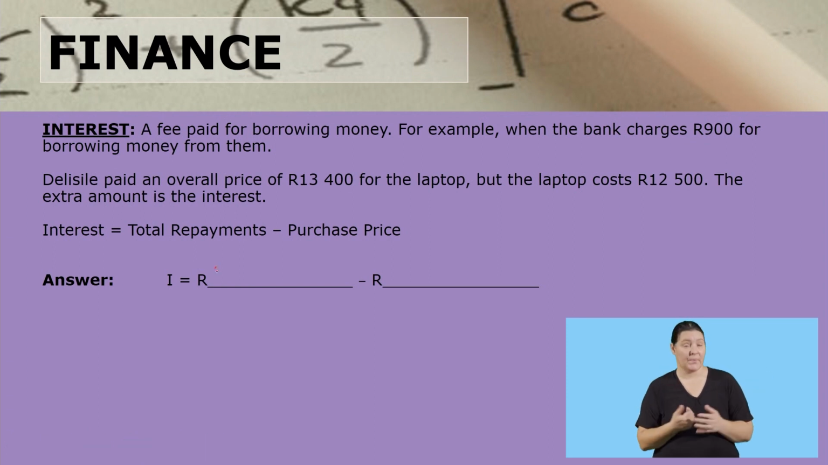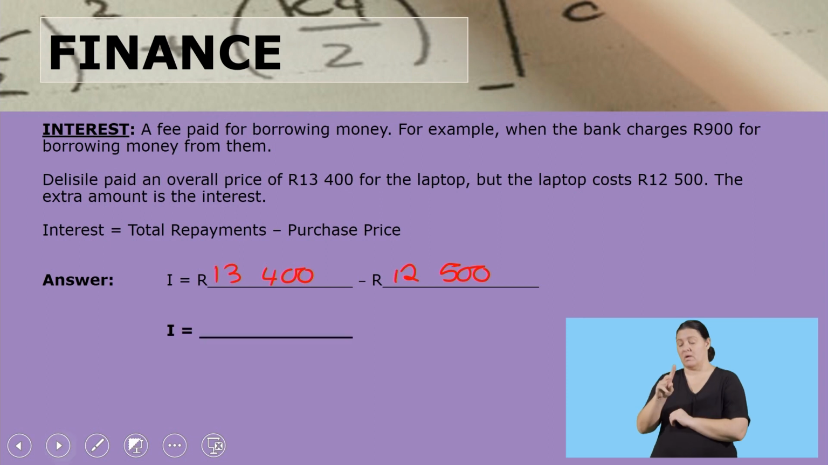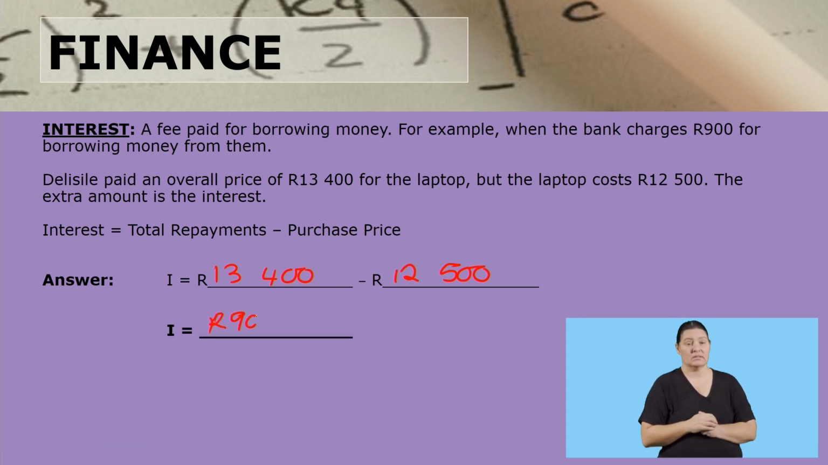So we are going to say the total payments that she paid back, and we are going to subtract the purchase price of that laptop. And the answer that we get, which is of course 900. So 900 is the extra amount that Delisile had to pay for that laptop, and that is the interest that she paid. So the last form of interest that we are going to look at now is simple interest.